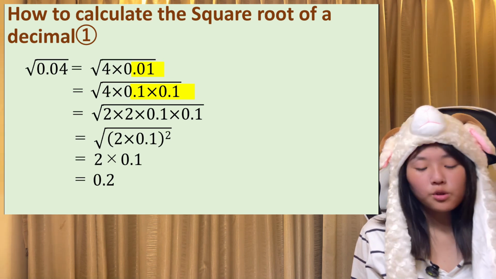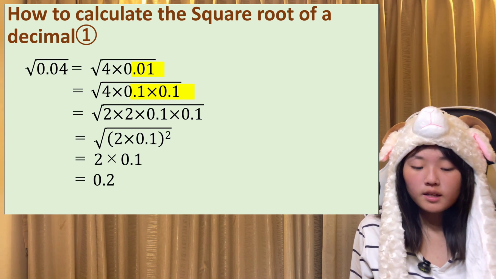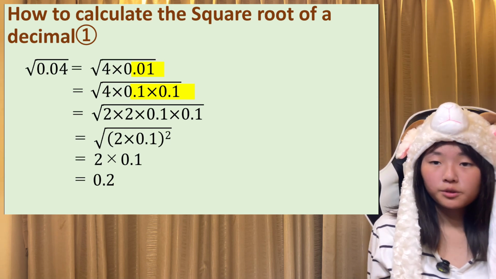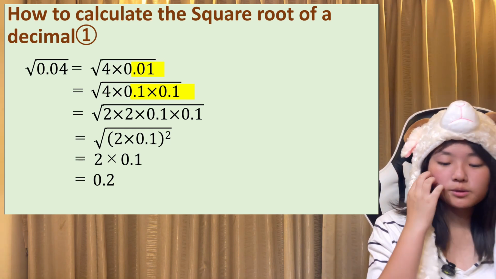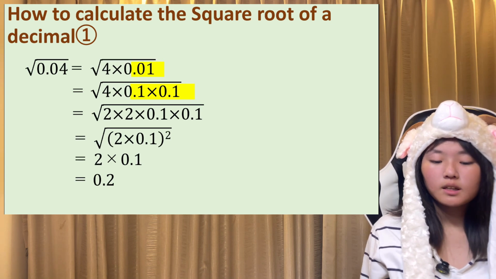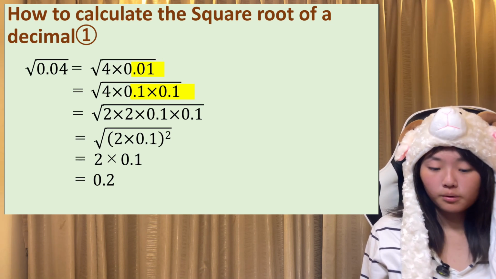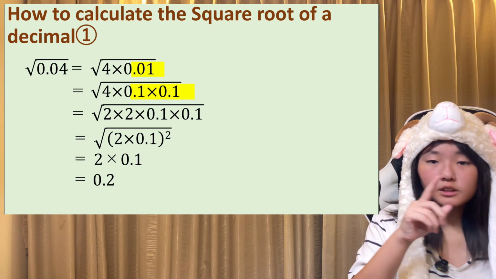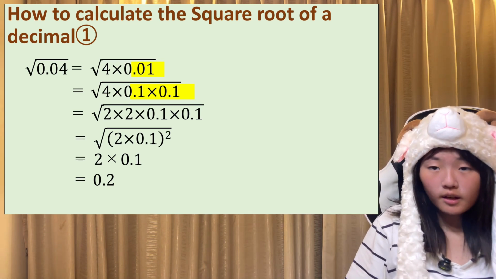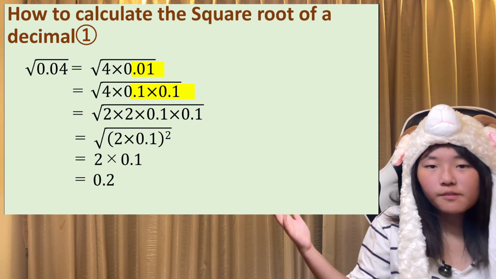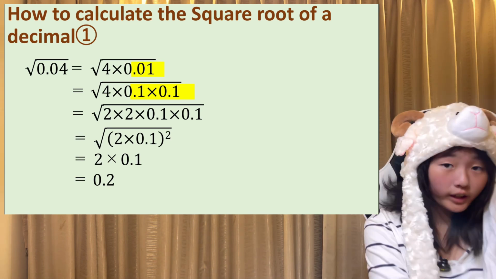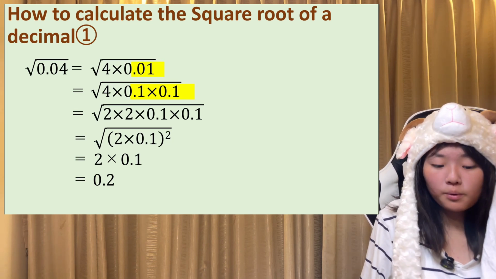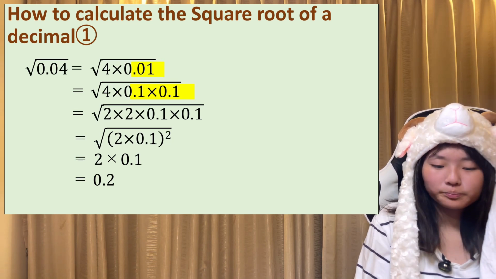And then you would remember that 4 is 2 times 2. So then you multiply the other two numbers as well, which is 0.1 and 0.1. So then it would become root brackets 2 times 0.1 squared. And when you square something inside of a square root, then it breaks free of the square root. And so it becomes 2 times 0.1, which would be 0.2.